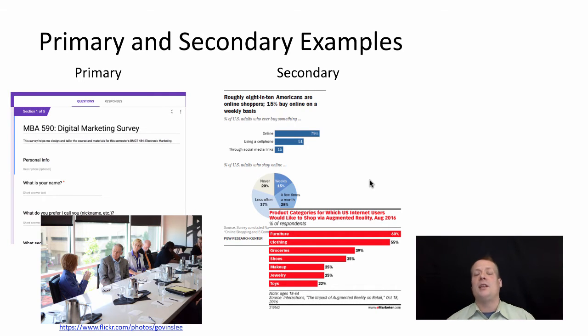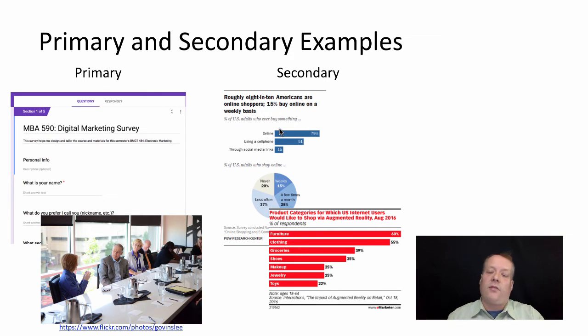You could also imagine secondary research examples, right? I've mentioned a couple of these when I talked about resources that I think are vital for you when thinking about digital marketing. These are things like the Pew Research Center data on American internet life, right? So, 8 in 10 American shoppers are online shoppers.